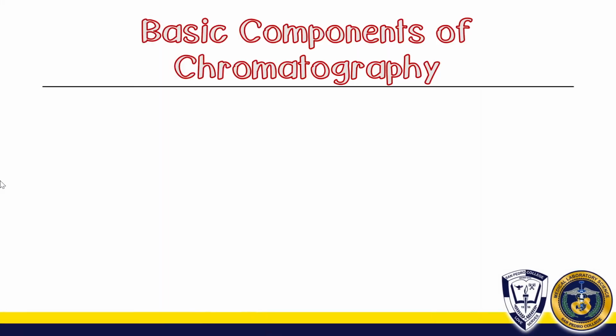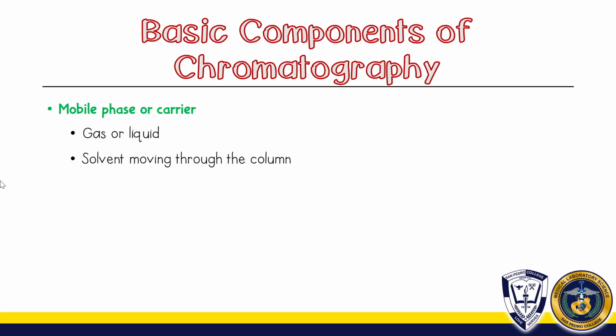So, what are the basic components of chromatography? So number one, you need to have a mobile phase. Mobile phase is also known as your carrier. Now, a mobile phase could be a gas or liquid, and this is where your solvent moves through the column. And other than that, mobile phase kaya siya tinatawag din na carrier because it is actually responsible in carrying your sample.